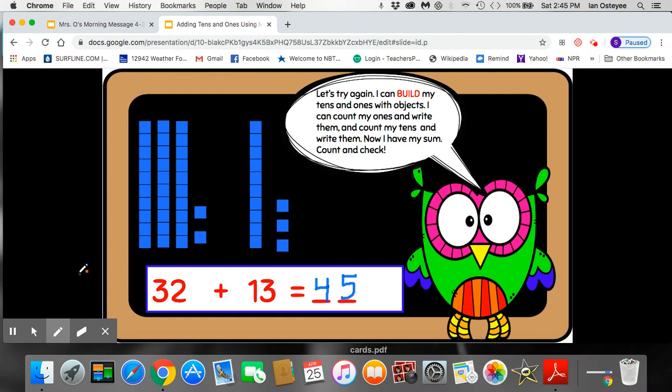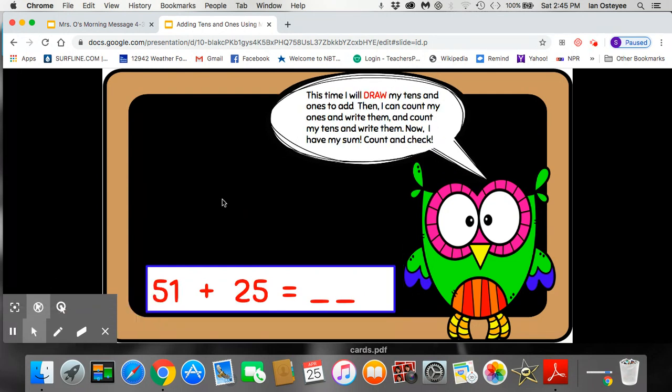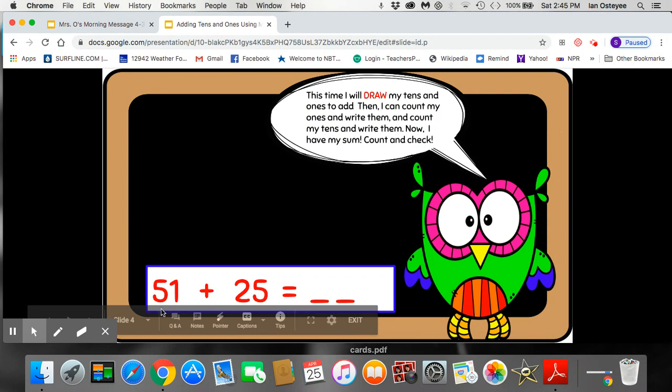My sum is 45. Now this time I will draw my tens and ones to add, because you know what, sometimes guys we don't have objects handy, and so sometimes we just need paper and pencil to help us out. So let's do that. The problem says 51 plus 25 equals. I know that 51 has 5 tens and 1 one, so I'm going to draw that.